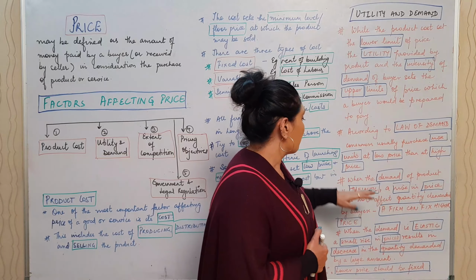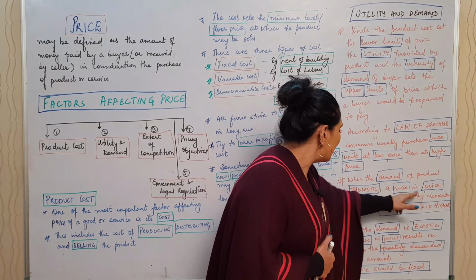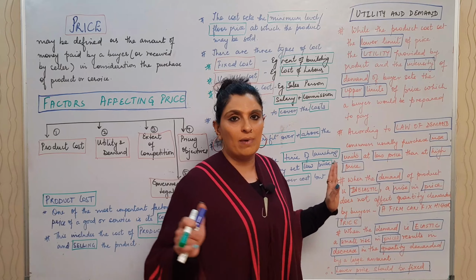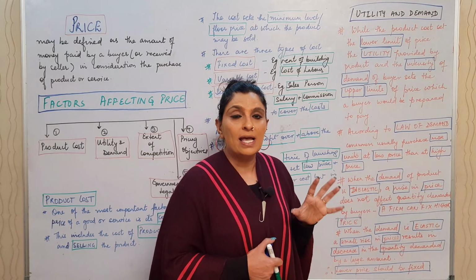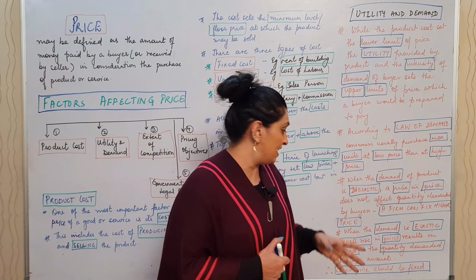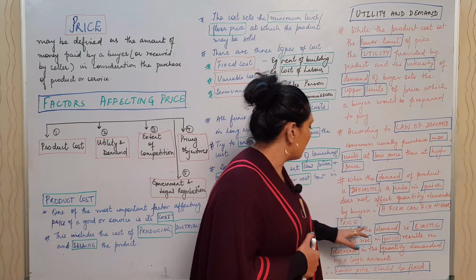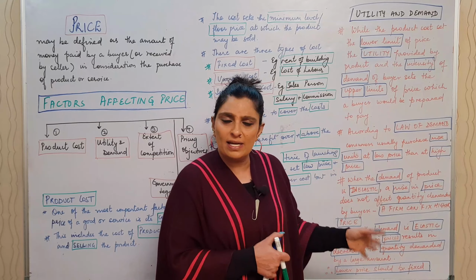When the demand for a product is inelastic, a rise in price does not affect the quantity demanded. So if the product is essential for you to buy, demand is inelastic, and you will buy at whatever price it is, right? So a firm can fix a higher price. The firm can fix whatever price it wants to.